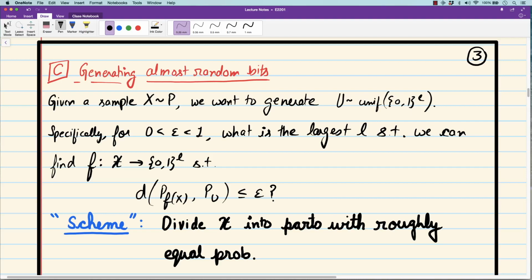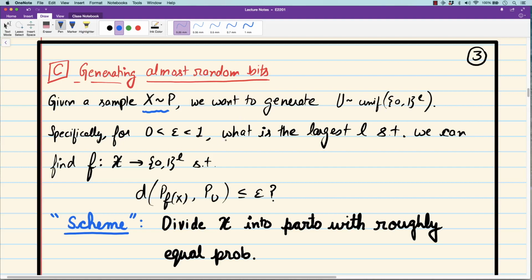In fact, we'll relax our requirement a little bit. Instead of asking for exactly uniform random bits, or an exactly uniform random variable, what we will ask for is an approximately uniform random variable, so almost random bits. So here is the formal version. Given a single observation x from a distribution P, we want to generate a uniform random variable u out of x by applying some function to x.